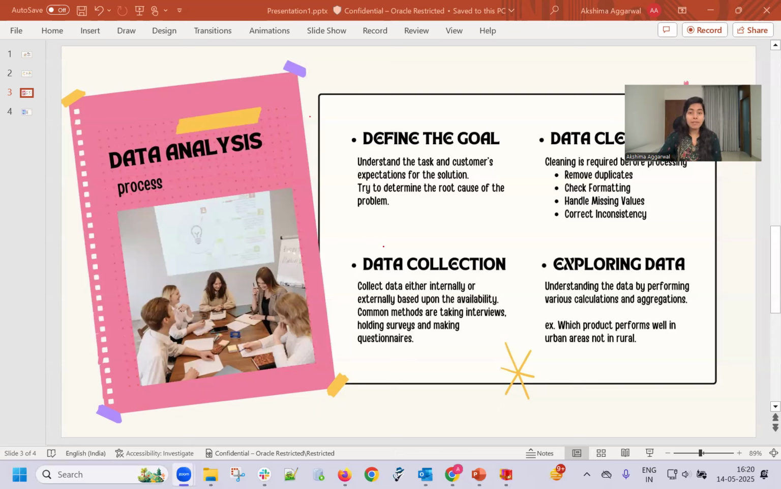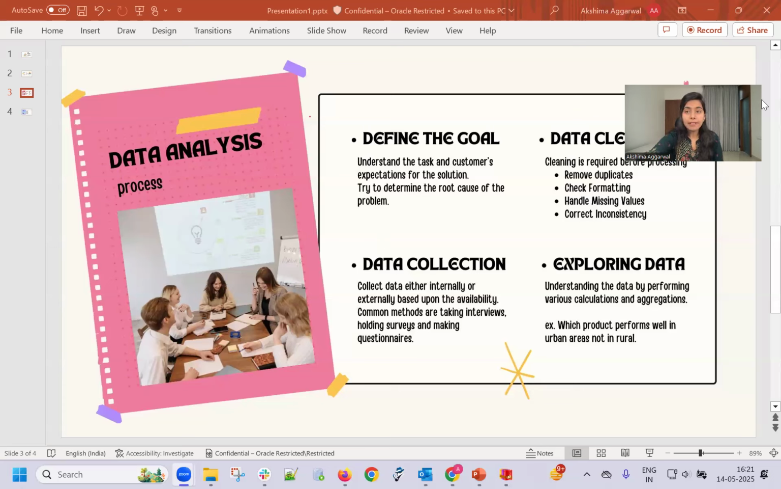And the next step is data collection. So the analyst has the duty to collect the data from the various sources. They can collect either internally or externally, right? So there are various methods to collect the data. For example, they are able to take interviews, take surveys, and ask questions to people so that they are able to make a spreadsheet or a script so that they are able to analyze it further.